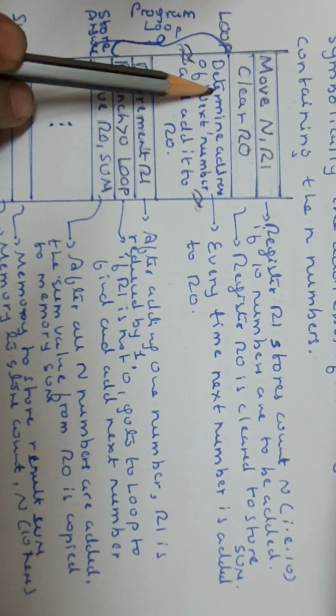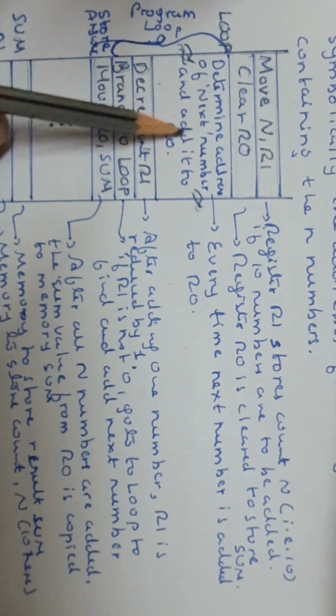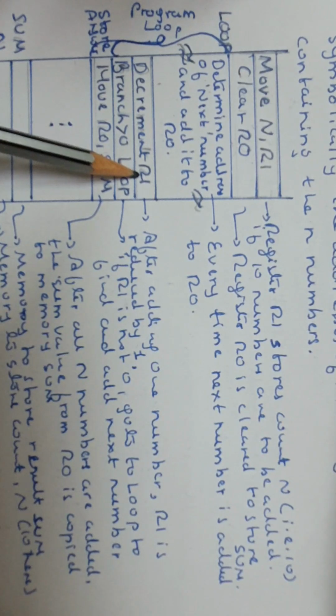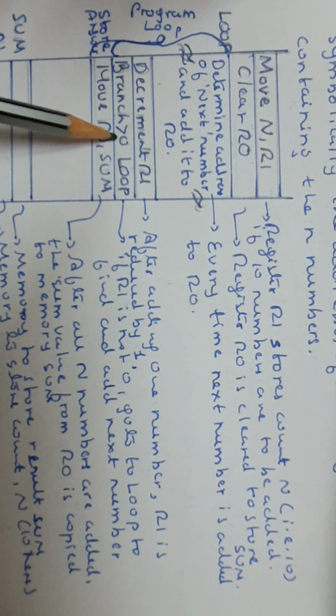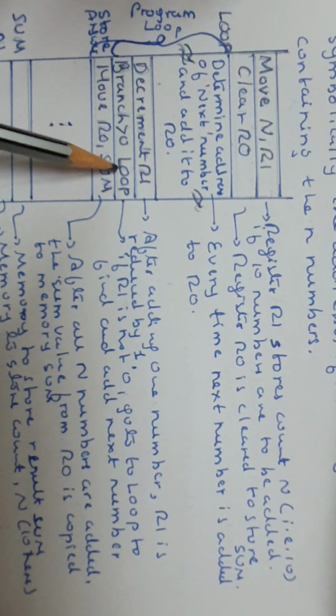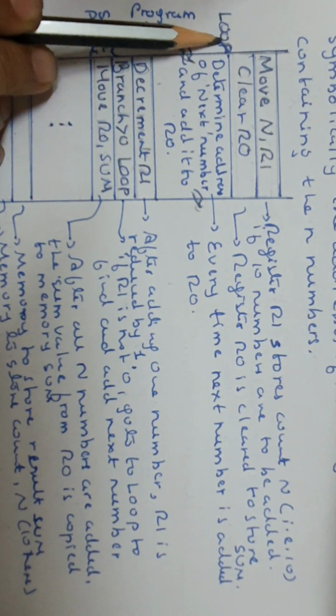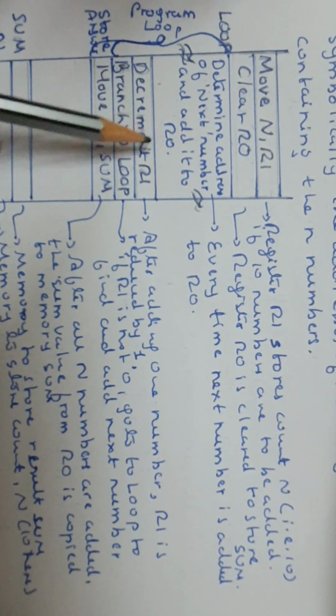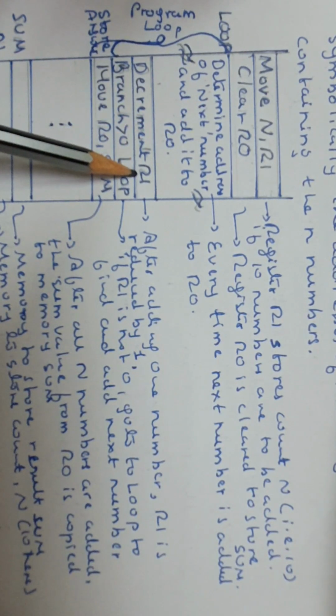This will determine the address of the next number and add it to R0. Then decrement R1. This time it is made 8, because it is greater than 0, indicating that still 8 numbers are to be added. So it shifts the control back to the loop label here. This determines the address of the next number, adds to R0, and again decrements R1. This time it is 7.